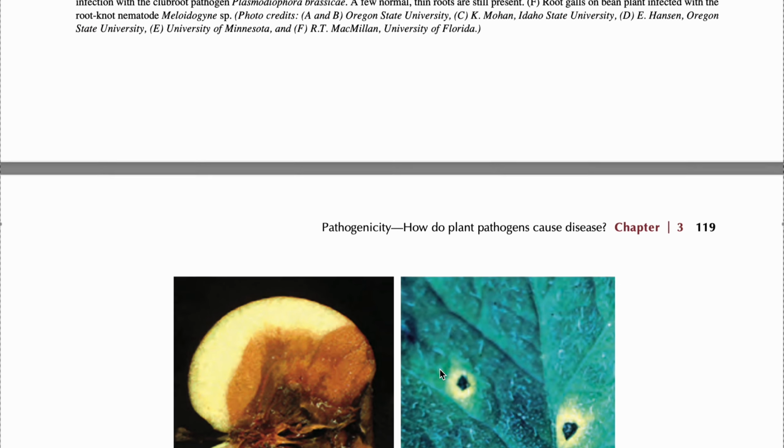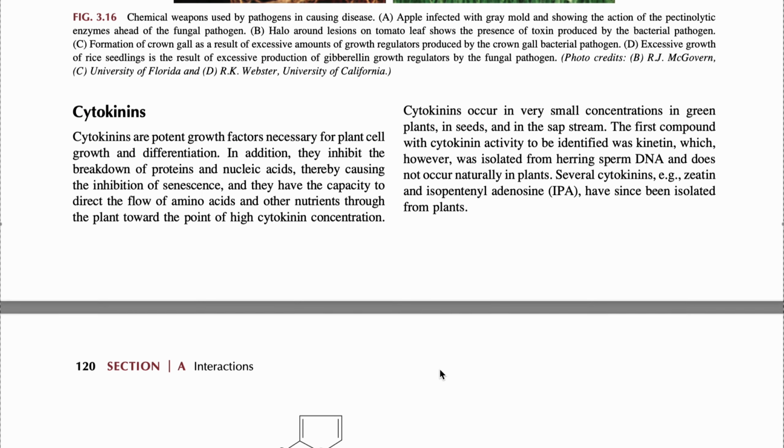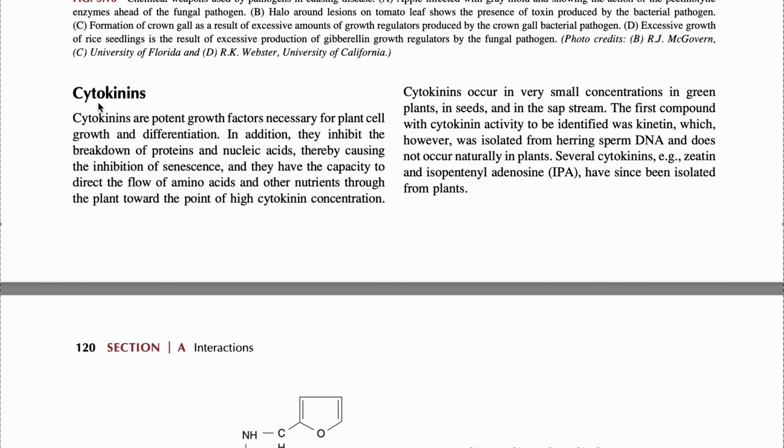Next we will see cytokinin. Cytokinins are potent growth factors necessary for plant cell growth and differentiation. In addition, they inhibit the breakdown of proteins and nucleic acid, causing inhibition of senescence, and they have the capacity to direct the flow of amino acid and other nutrients through the plant toward the point of high cytokinin concentration.